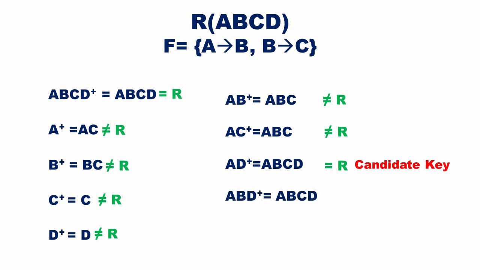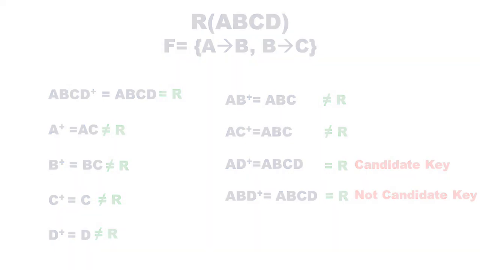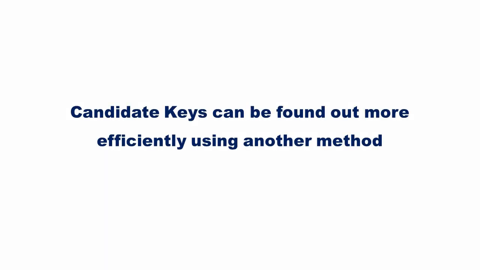Let us take another set of attributes, ABD. ABD plus is equal to R. That means ABD is also a superkey. But it is not a candidate key since AD, which is a subset of ABD, is a superkey. In order to find all candidate keys, try all subsets of R. This method is time consuming if the relation has a large number of attributes. However, the candidate keys can be found more efficiently using another method.